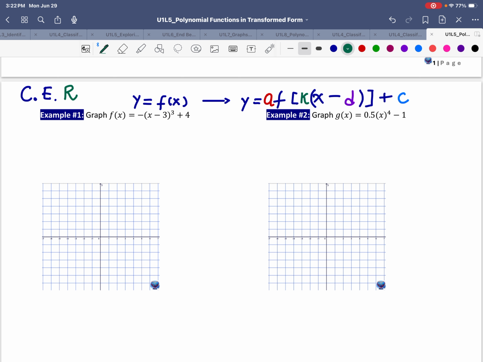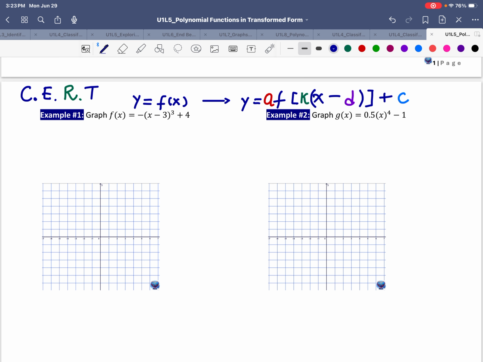And lastly, we will apply the translations, and the translations in both horizontal and vertical direction are applied simultaneously normally because they're simpler, easier to use and apply. Now, we're going to take a look at our first example, f of x equals negative x minus 3 to the power 3 plus 4.